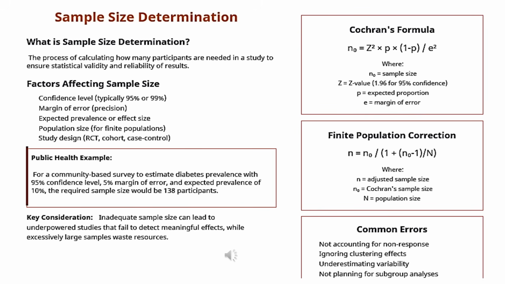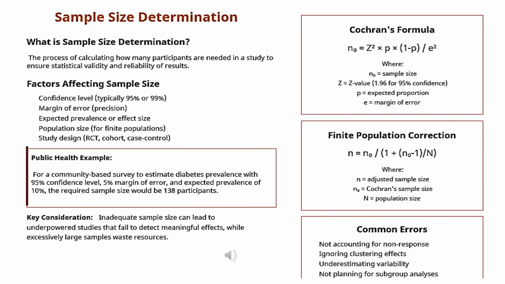it is vital to get this right because an inadequate sample size can lead to underpowered studies that actually miss important findings. Okay, while an excessively large sample wastes valuable resources. You get it? So you have to have a sample size that is optimum. It shouldn't be too low and it shouldn't be too high.